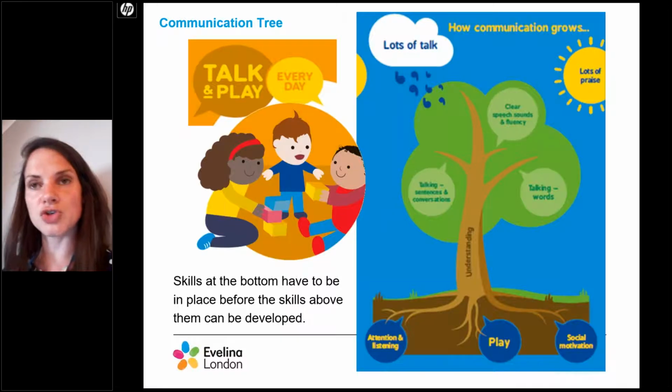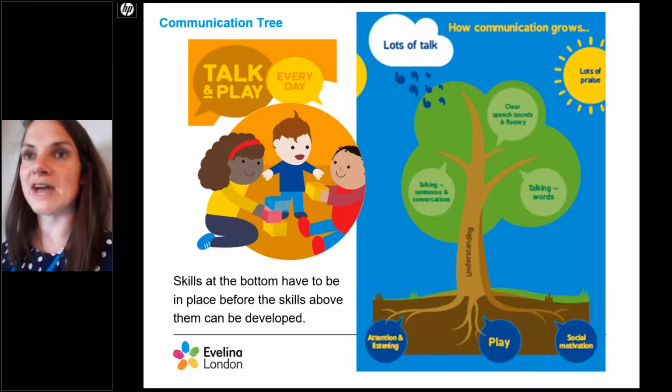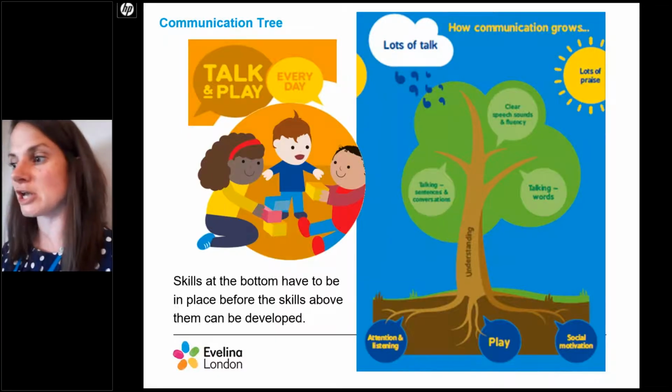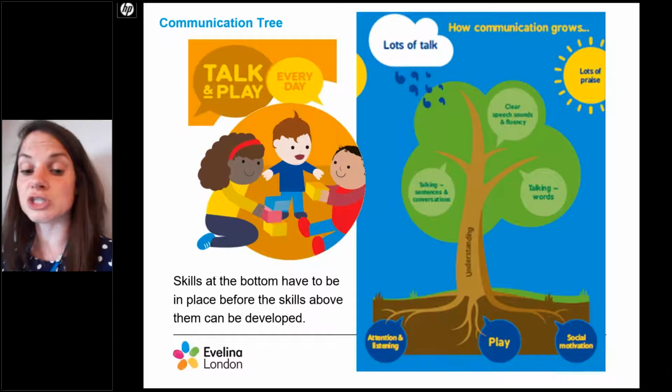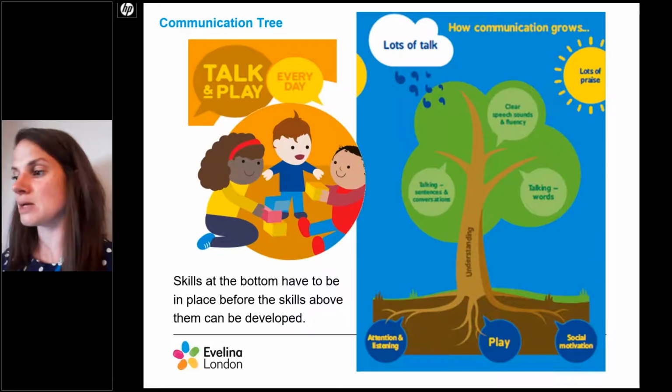Another root of the tree is social motivation. And that is what it says it is. Children have to be motivated to take part in interactions with other people to be able to learn and develop their language skills. If all of those things are developing well and in place, those skills will continue to develop like the roots of a tree, but then children will also go on to develop their understanding.